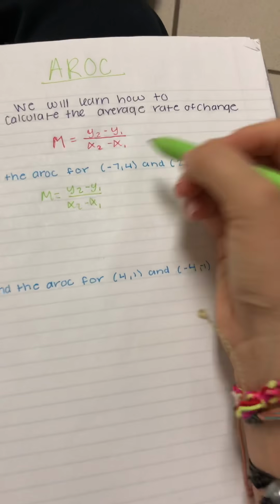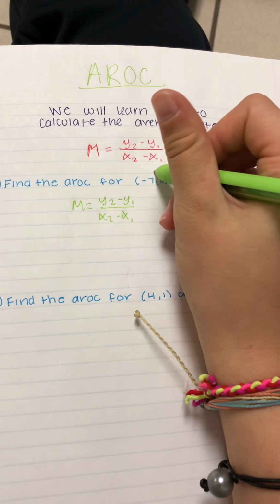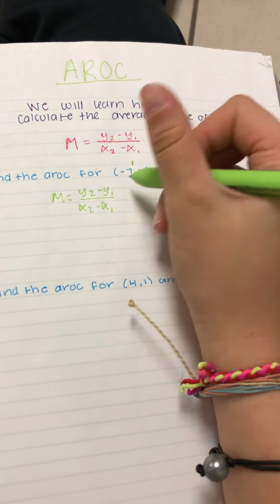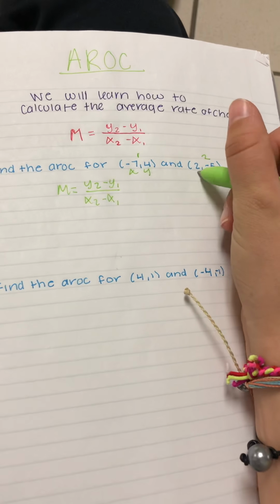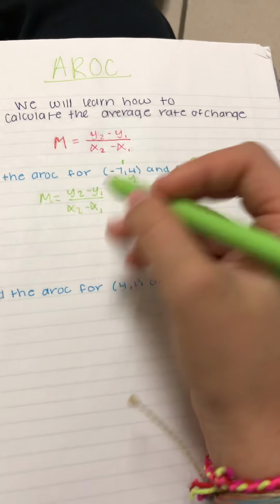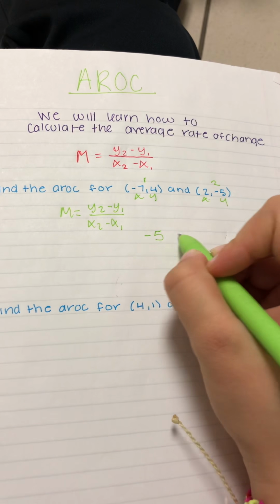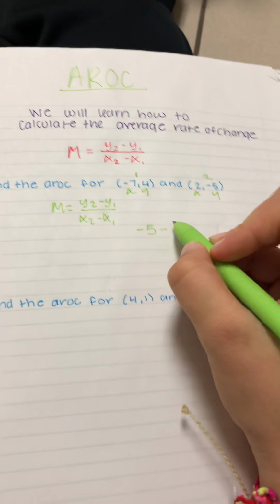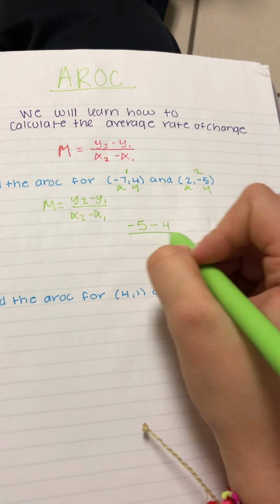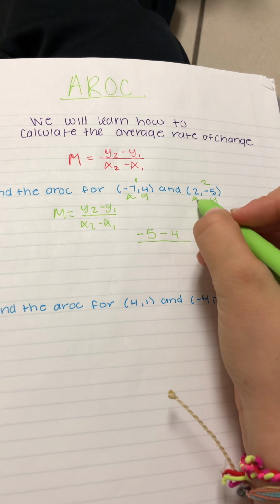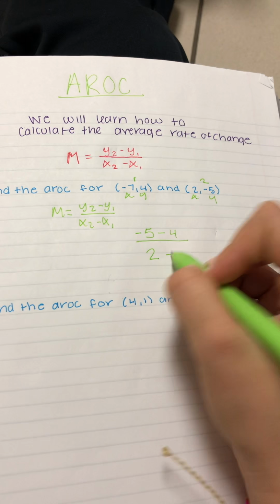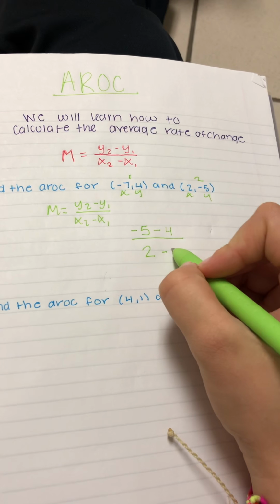Okay, then we want to label these. So this is our first one. These will always be 1s and these will be the 2s, the x's and the y's. First we have to put the y2, which is negative 5, minus y1, which is 4, over x2 minus x1, which is negative 7.